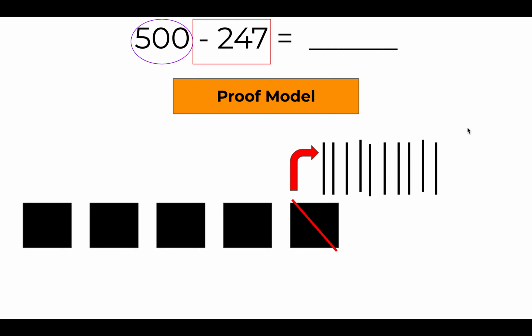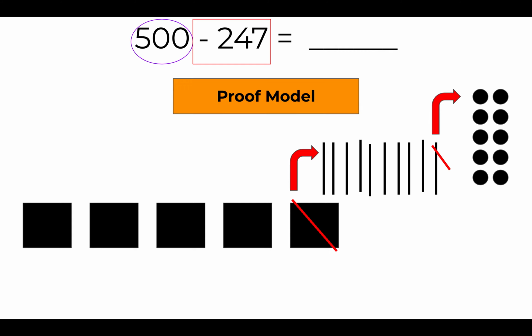Now I can go ahead and make another trade for a 10 for ones. We know that 10 is the same as 10 ones. Again, I'm not getting rid of this 10, I'm just drawing it in a different way. I'm drawing it as 10 ones.